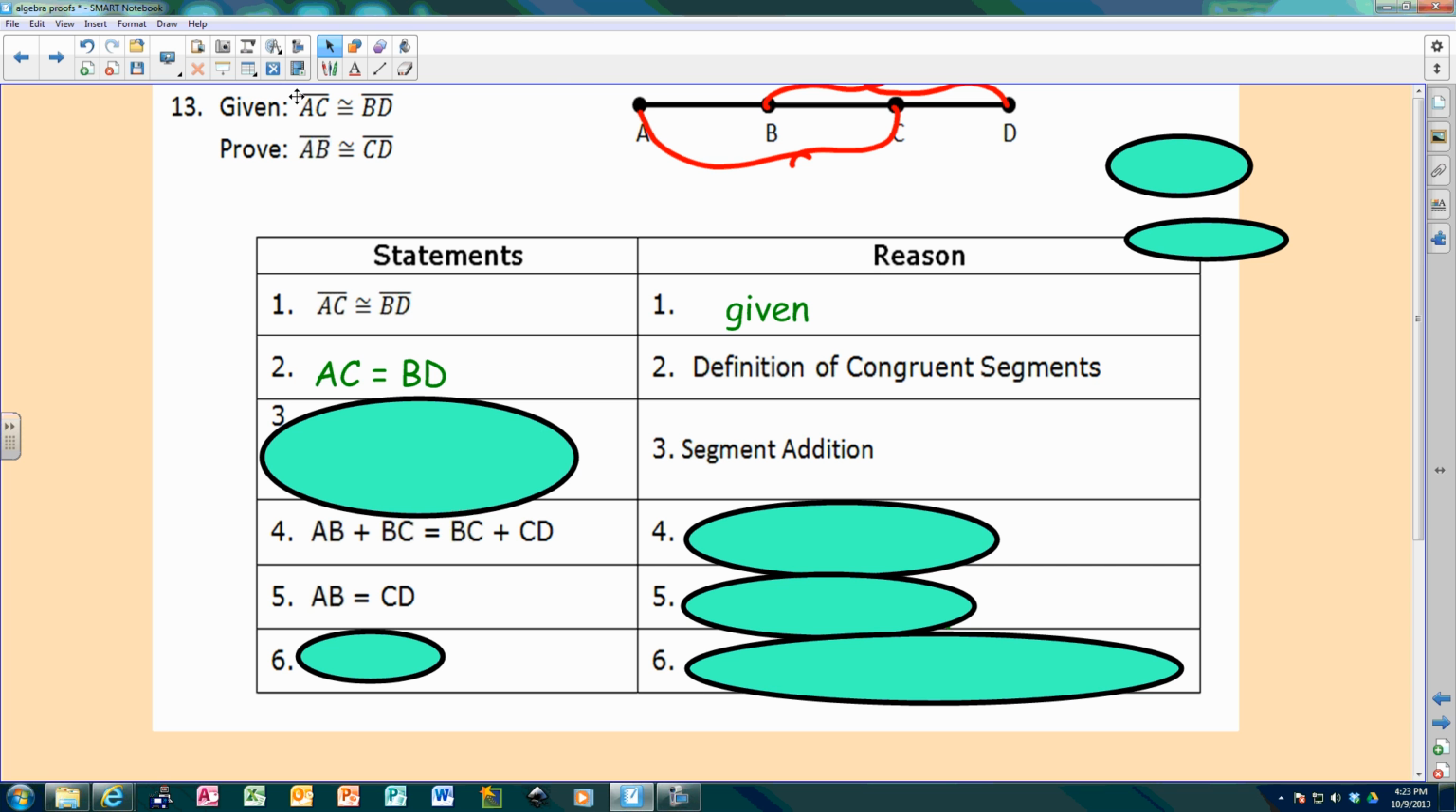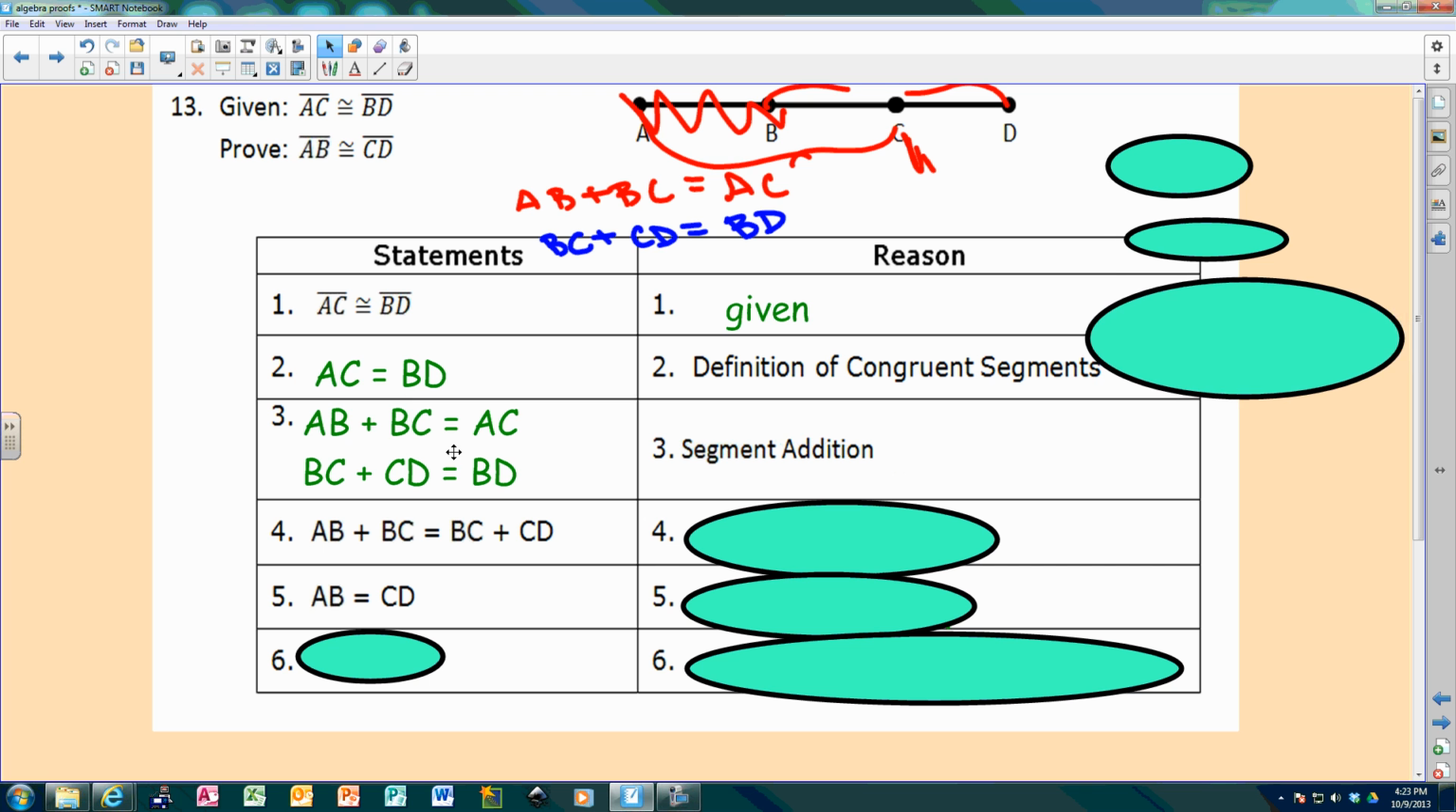And then the next thing they want me to do is segment addition. So think about this. What if I just looked at this first piece here? AB plus BC. Doesn't that equal AC? And then what if I used this part down here? Now I've got BC plus CD equals BD. So that would be segment addition. So that's what I'm going to put for my next thing. AB plus BC equals AC. BC plus CD equals BD.